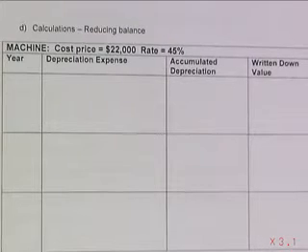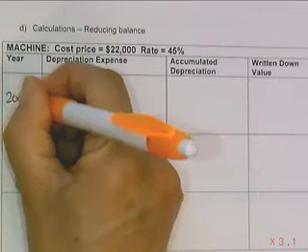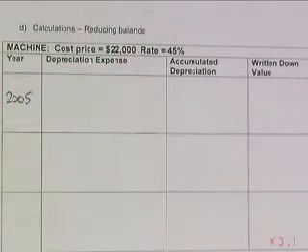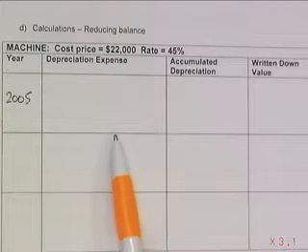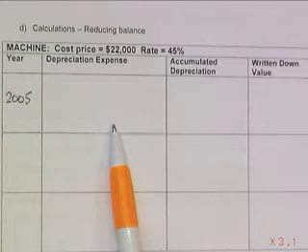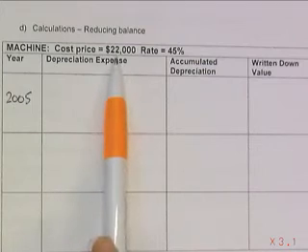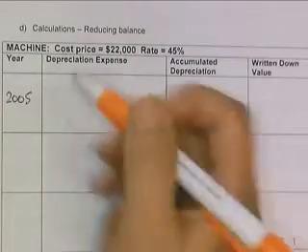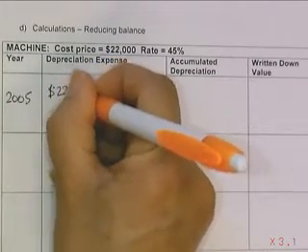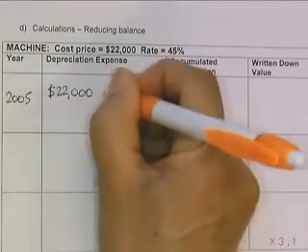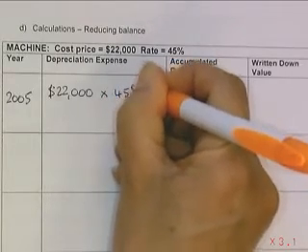And when you're using reducing balance depreciation, remember the first thing that you need to do in that very first year, so for us it's 2005, and I'm going to assume for our purposes here that the year will end on the 31st of December. So we're going to calculate a full year's depreciation. In that very first year, we need to use the original cost price, so that's $22,000, and we multiply that by the rate, which is 45%.